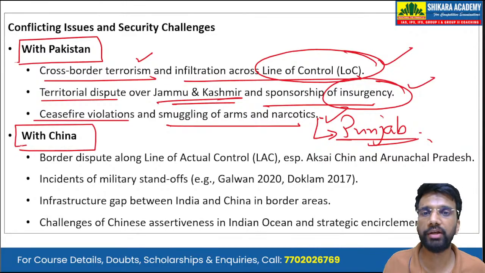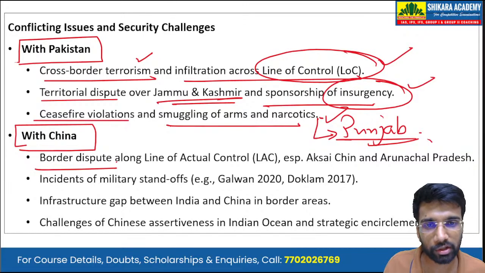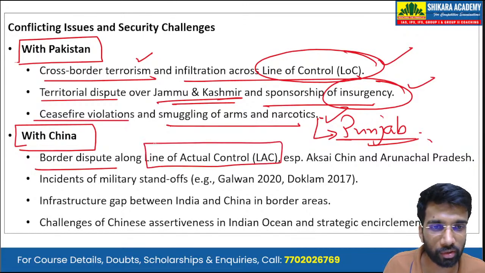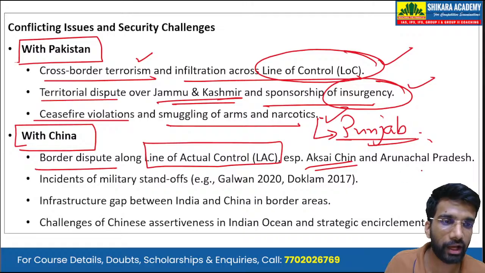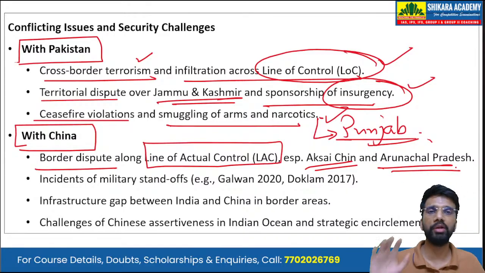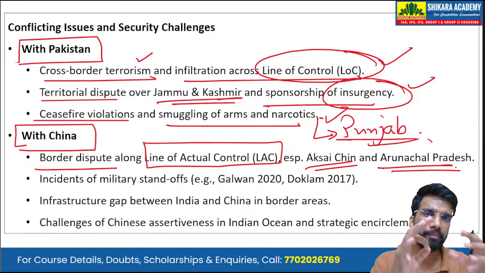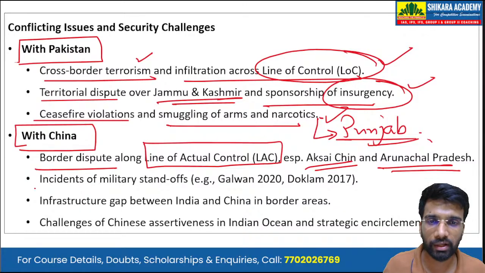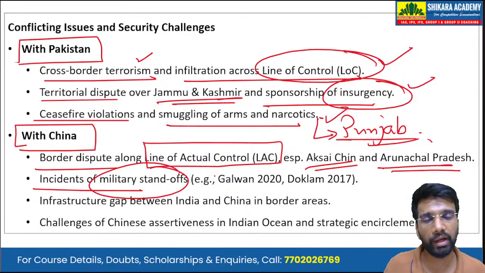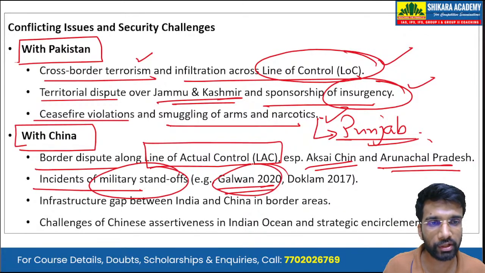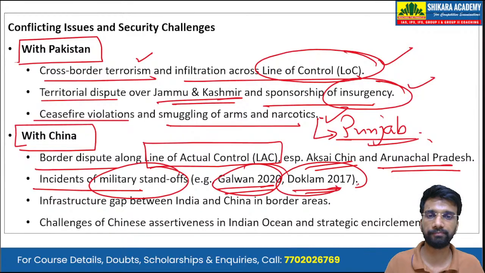Then with China. What are the conflicting issues and security challenges along the Chinese border? So there is border dispute along the line of actual control, especially in the Aksai Chin as well as the Arunachal Pradesh. So in both the eastern border as well as the western border with China, there are border disputes regarding the territories. Then incidents of military standoff, example in the Galwan 2020 and Doklam in 2017.